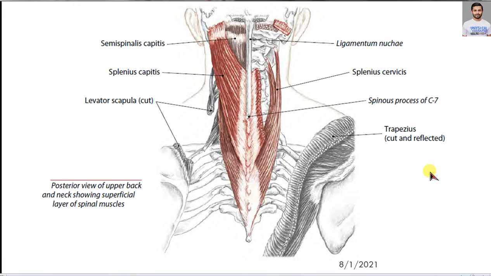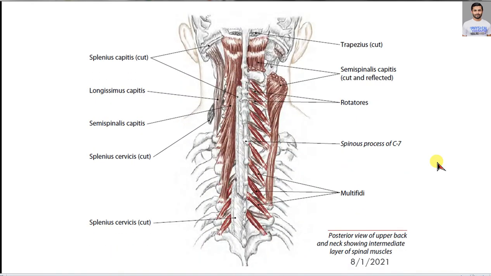In the cervical region, you can see these muscles called the splenius cervicis muscles. Then levator scapulae has been cut down, the splenius capitis, then the semispinalis, and the rest of the muscles are cut. Over here, again, the small rotators can be seen, the semispinalis can be seen, the rest of the muscles are cut, but the longissimus capitis, and these are the deep cervical muscles which are very hard to palpate.